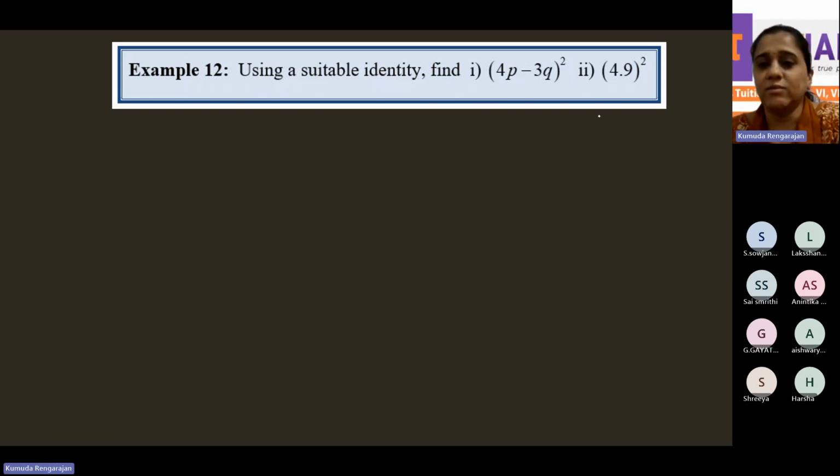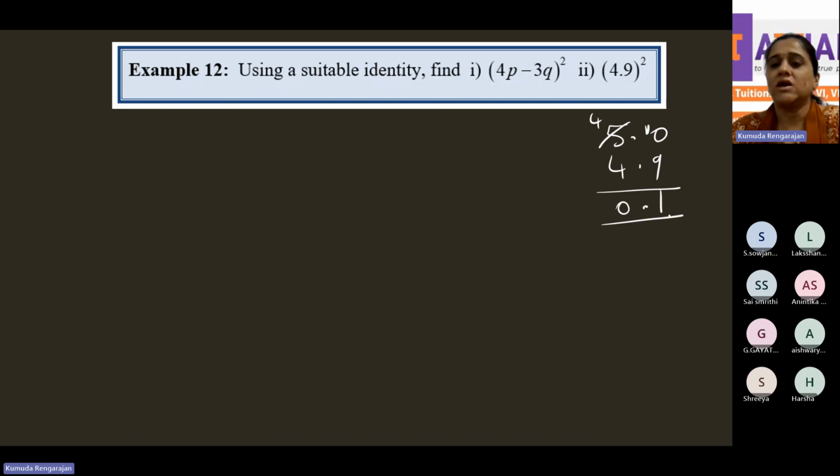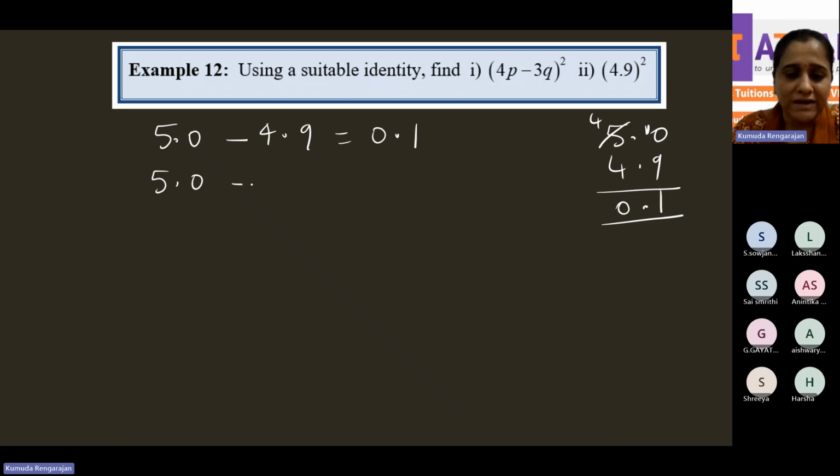Okay, so you think about it. So 4.9 is close to 5. So you write 5.0 and subtract the given number 4.9. What do you get? This becomes 4, this becomes 10. So 10 minus 9 is 1. 4 minus 4, 0, 0.1. So this means 5.0 minus 4.9 is 0.1. Also, 5.0 minus 0.1 will give you 4.9.